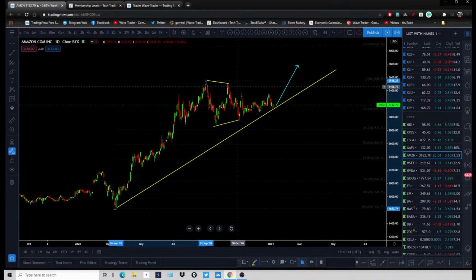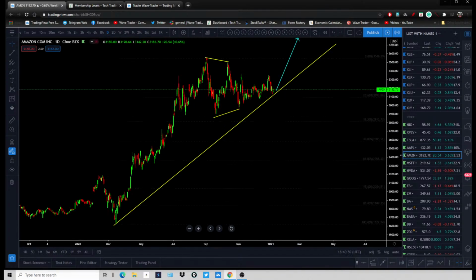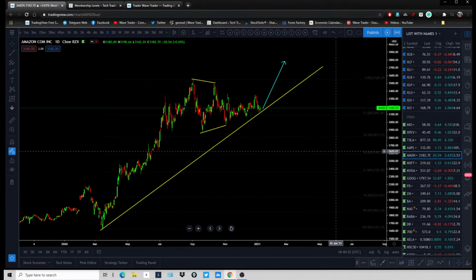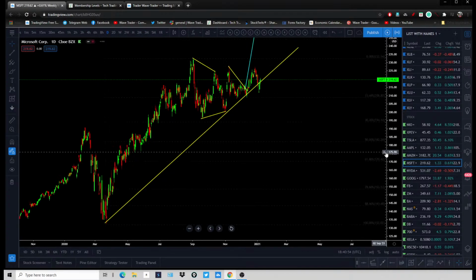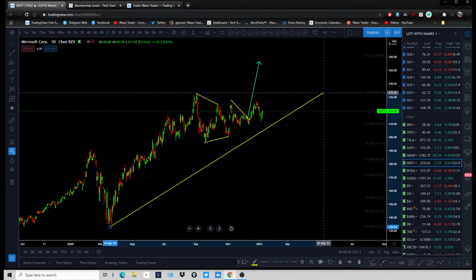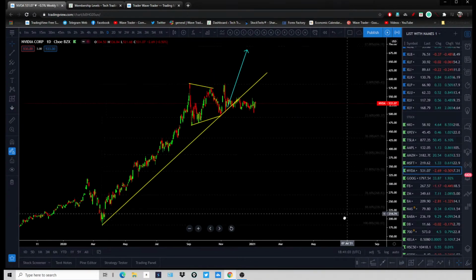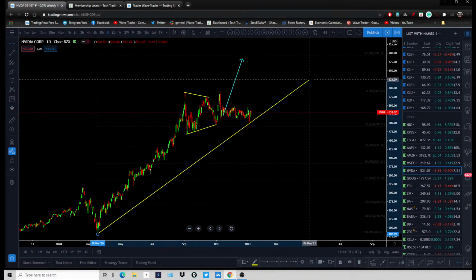Amazon is going to break the previous top too. Apple is going to break the previous, already broken, but go higher than that top. Amazon is going to do that too. They're going to go beyond these previous highs. Microsoft is also going to do that, at least test this previous top. New highs are going to come on these big tech names as well.